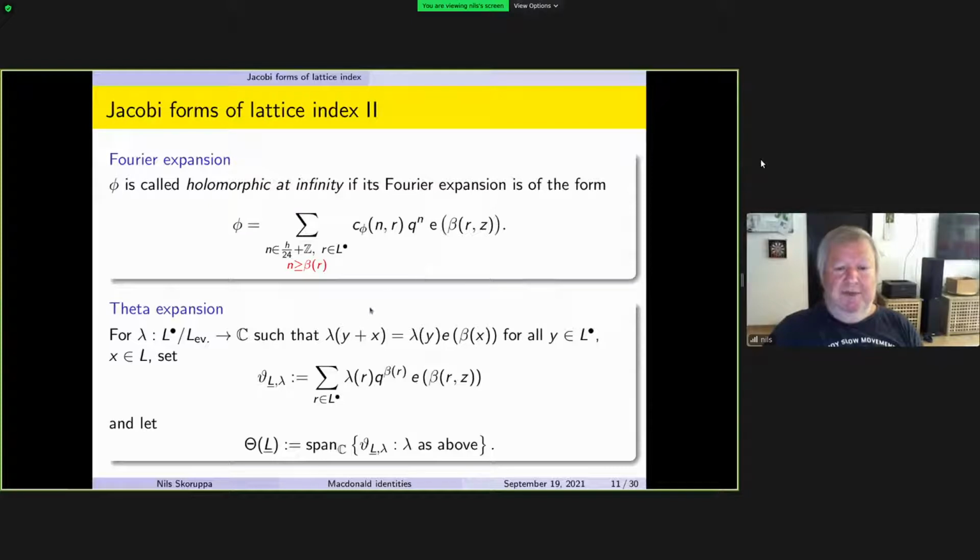Then there is something that I need here, namely the theta expansion. Say for the moment that the lattice L would be even. Then this L dot here is just the dual lattice, and then I have here L dual mod the lattice L, so L sharp mod L. So it's a finite group that you have here, a finite set.